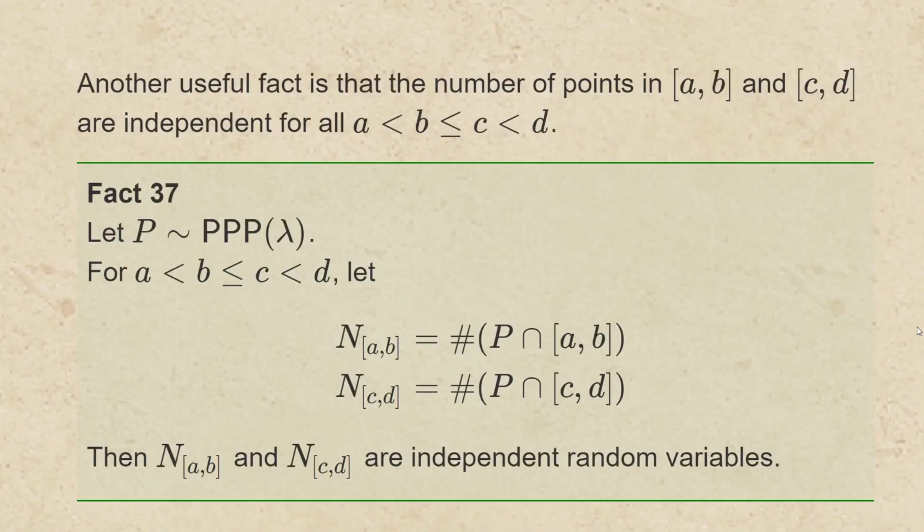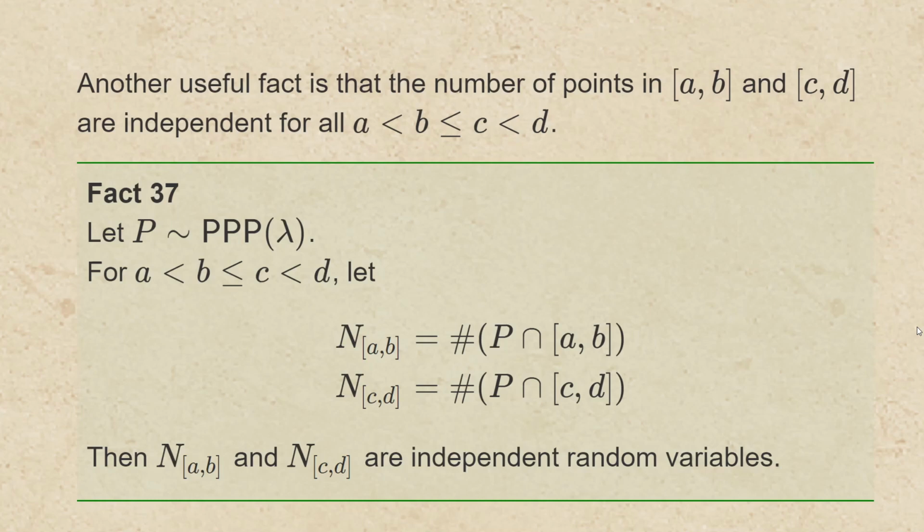Now, another useful fact is that if we have two intervals A to B and C to D that do not overlap, so A is less than B, which is less than or equal to C, which is less than D. Okay, they can overlap at one point, but they mostly do not overlap. Then the number of points that fall into these two intervals are going to be independent.